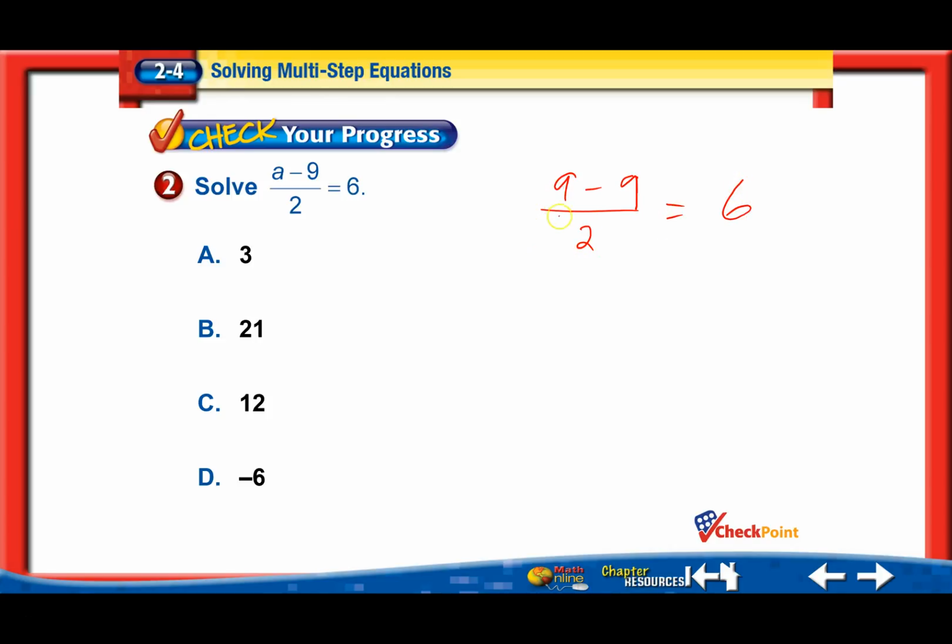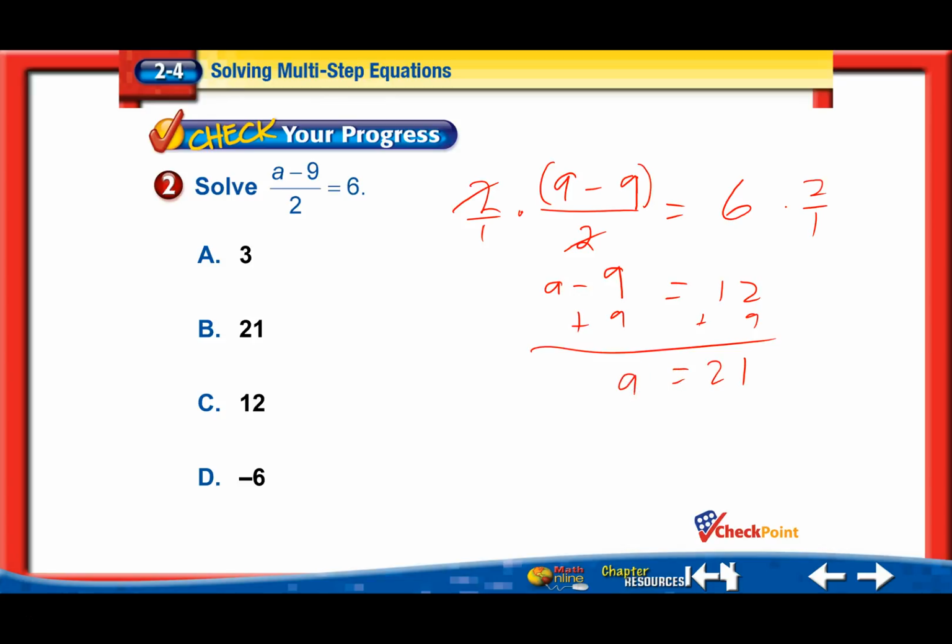This one's tricky because the division includes this. This is in here. Well, we can't do anything because that's a variable, so we have to take this off first. So we're actually going to multiply by 2 over 1. Multiply by 2 over 1. The 2's cancel. 6 times 2 is 12 equals a minus 9. Try to make that usable. Plus 9 on both sides. Comes out to 21 equals a.